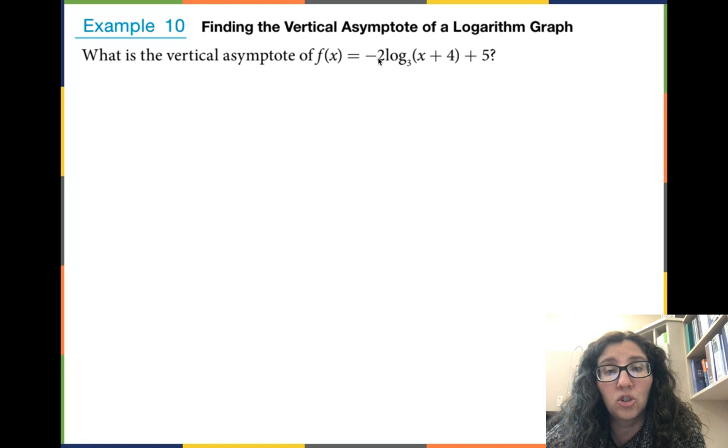This stretch won't change the vertical asymptote. This reflection across the x-axis won't change the vertical asymptote. And this shift up by 5 won't change the vertical asymptote. So this horizontal shift is the only thing that changes the vertical asymptote. So it's going to be at -4.